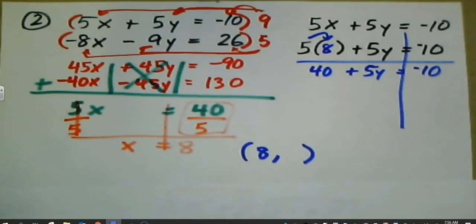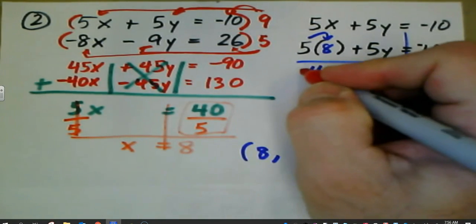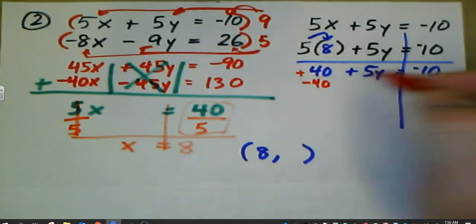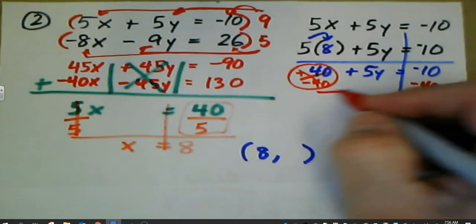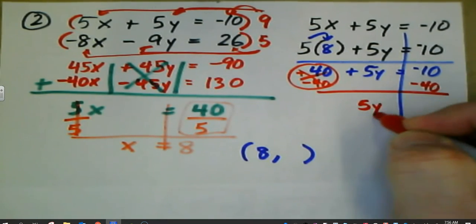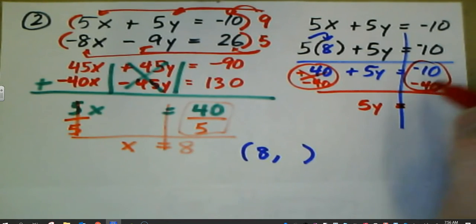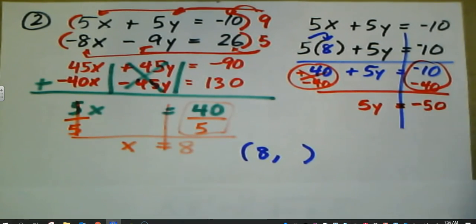So since that is a positive 40, we're going to subtract 40 from both sides of the equation. Our opposite operations are gone. We're left with 5y equals negative 10, negative 40 is negative 50.